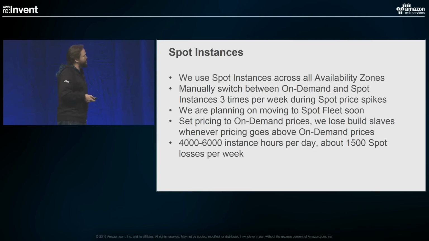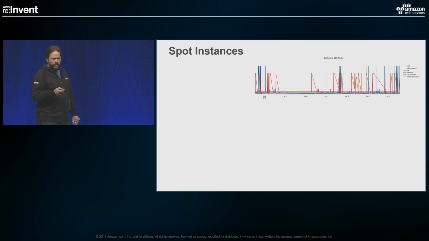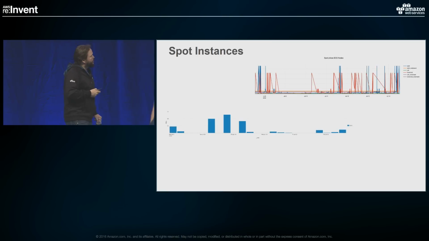So we use spot instances across all availability zones, and we have to manually switch between them. This isn't ideal, and so we're planning on trying to move to Spot Fleet soon and see if that helps at all. You can see the variability in our Spot instances here. The lines at the bottom are what we expect to spend, and the spikes are what happens on a pretty frequent basis. These are the notifications from Amazon. They tell us when the Spot instances are going to go down, and we can actually requeue the jobs that are running there.